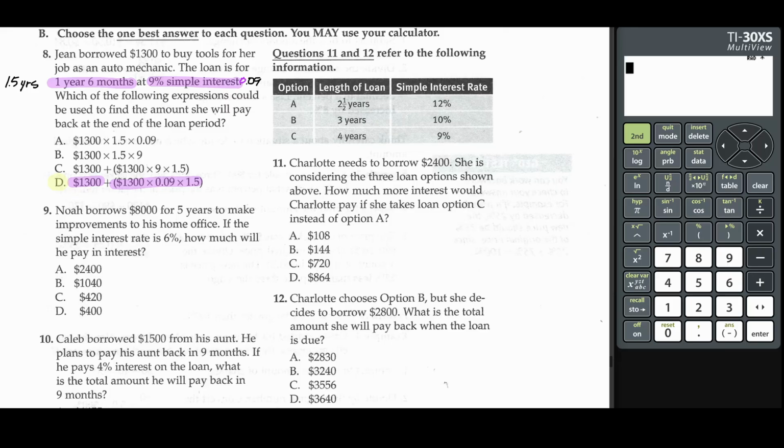Number 9. Noah borrows $8,000 for 5 years to make improvements to his home office. If the simple interest rate is 6%, how much will he pay in interest? Okay, for this one, we will need to use this formula.